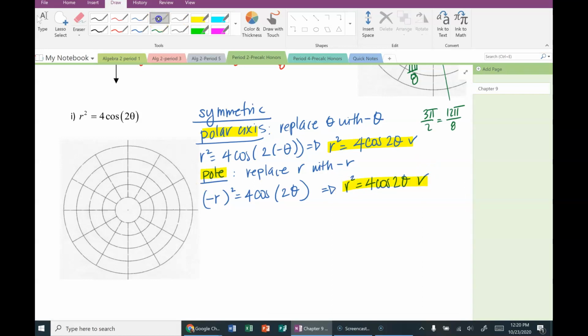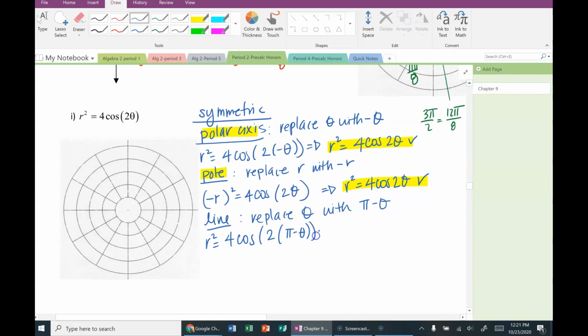Okay, one more test. Our last test is going to be the pole. Wait, we did the pole already. So we want to now go do the line. Sorry, I kind of did that out of order this time. So for the line, we replace theta with pi minus theta. Okay, so r squared equals 4 times cosine of 2 times pi minus theta. And distribute that to r squared equals 4 times cosine of 2 pi minus 2 theta.